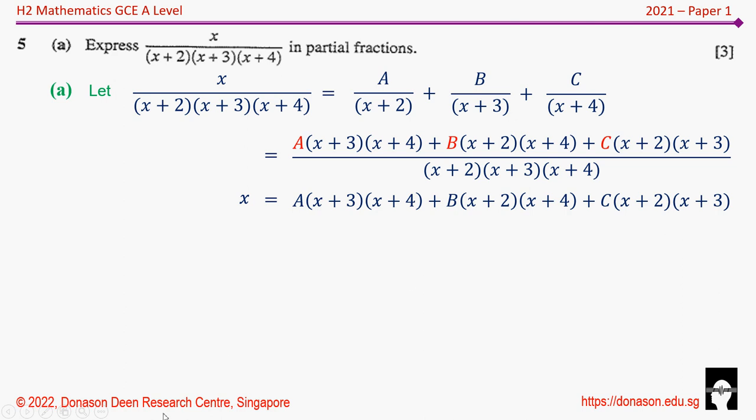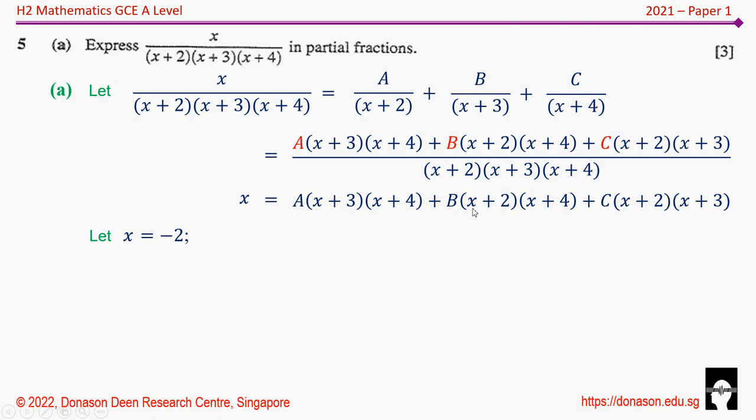Now the thing we're going to do next is, of course, to find out the values of a, b, and c. In order to do that, we could take appropriate values of x and substitute them into the expression in order to eliminate a couple of variables at a time, so that only one of the unknowns a, b, or c is left. So let's take first of all x as minus 2.